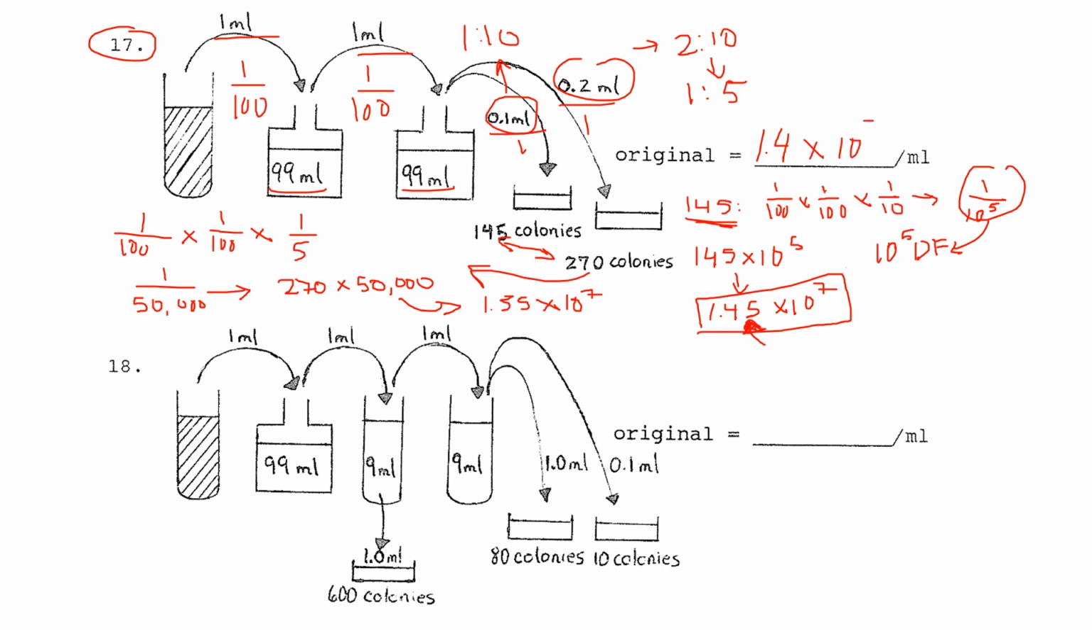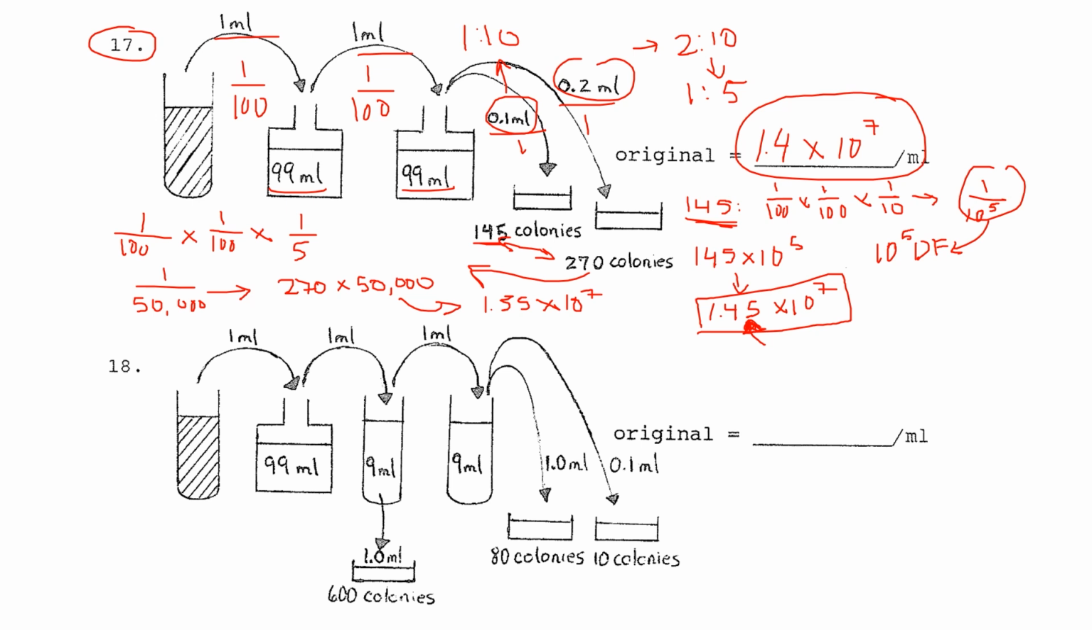So if this problem confused you, it's not because you didn't know what you were doing. It's because technically we put the wrong number of colonies here. It probably should have been more like 140 colonies to get you this answer, right? So don't freak out. Okay, so moving on to 18.